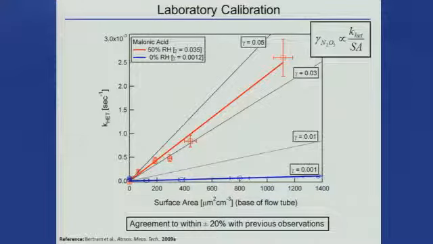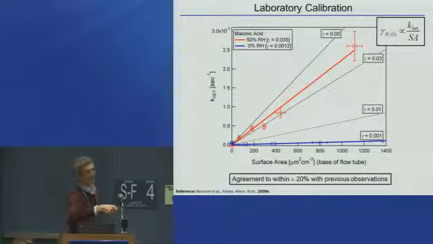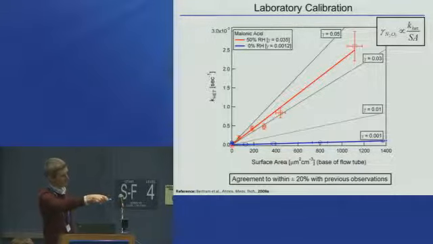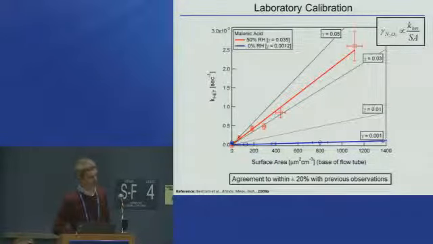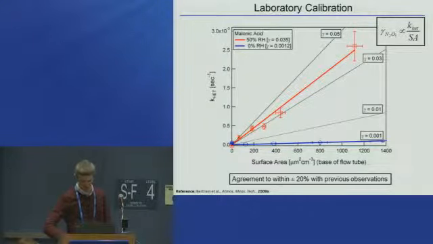And then, of course, if we bring the relative humidity down to about 0%, the first step of this reaction is a hydrolysis reaction, so you can turn this reaction off. We have pretty good confidence, about 20% agreement with previous observations, that we can do this measurement in these really low surface area environments.